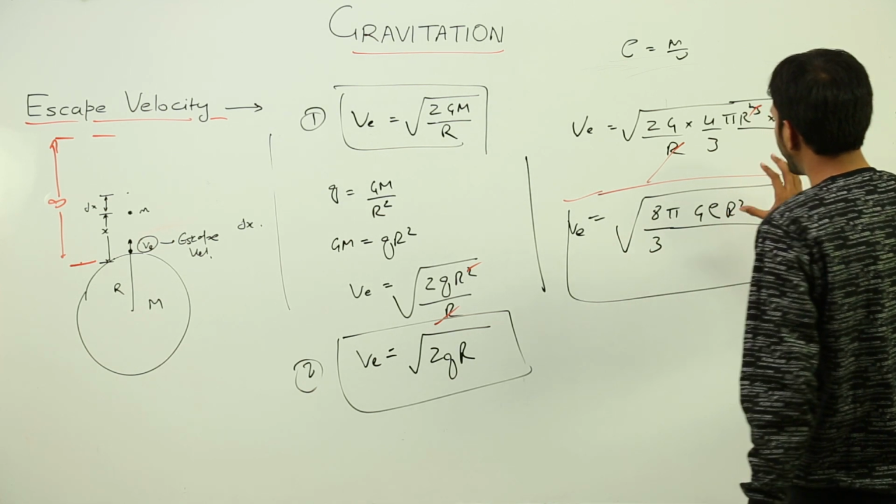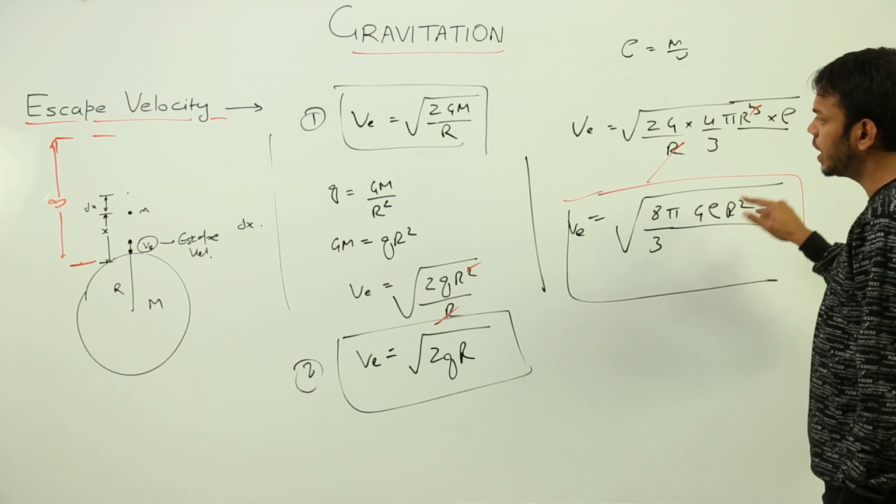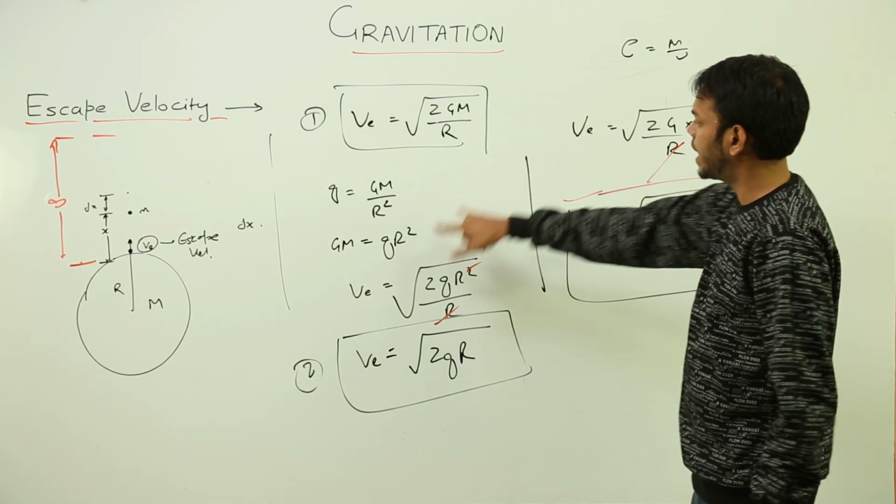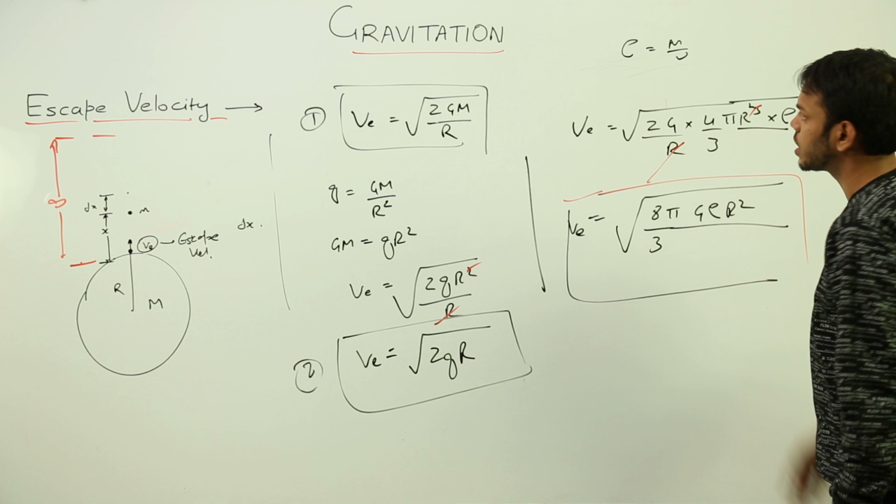Just we can do one thing. We can replace the value of g r square with something else. Then it will go back to the same picture. So this is the final formulation.